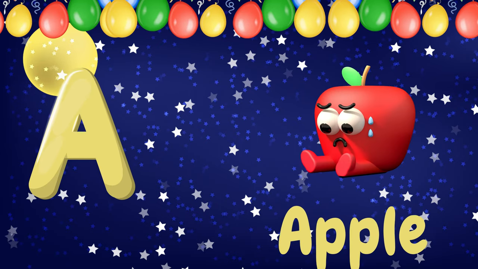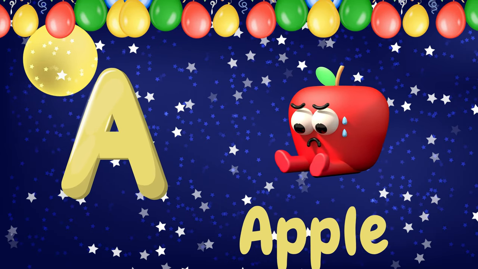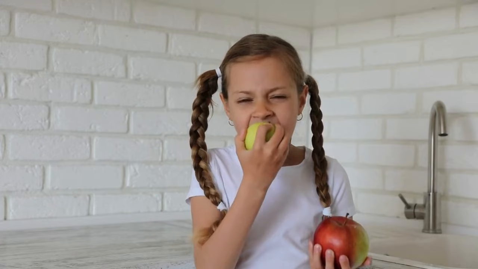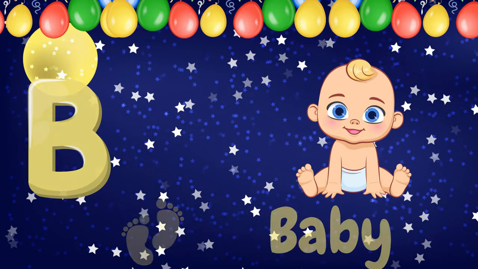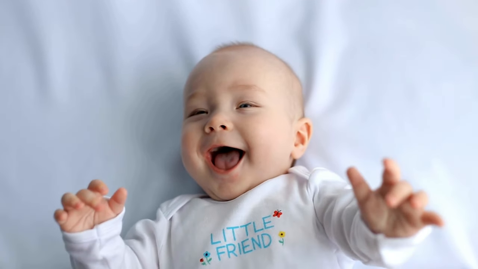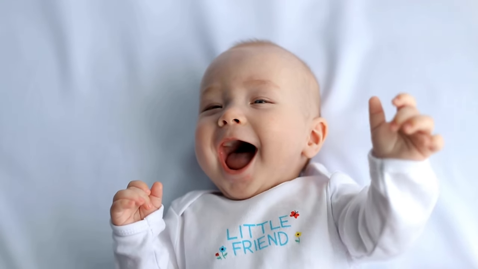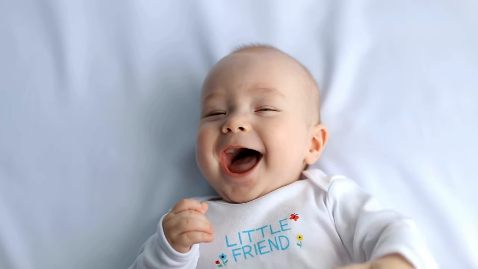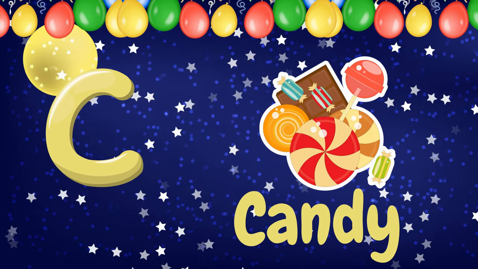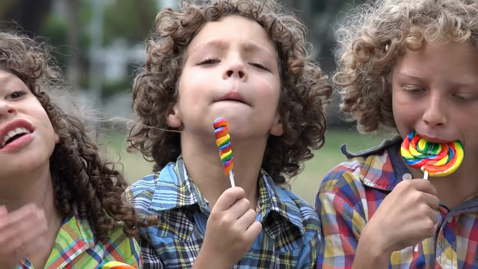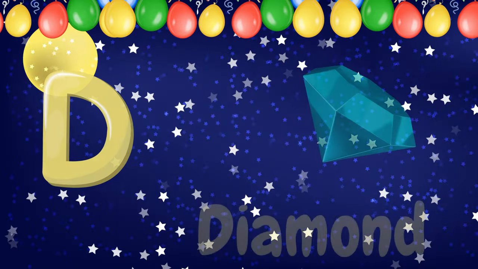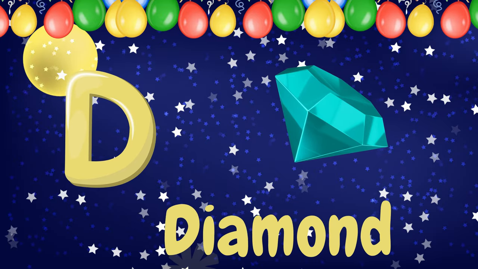A is for apple. A, a, a, apple. B is for baby. B, b, b, baby. C is for candy. C, c, c, candy. D is for diamond. D, d, d, diamond.